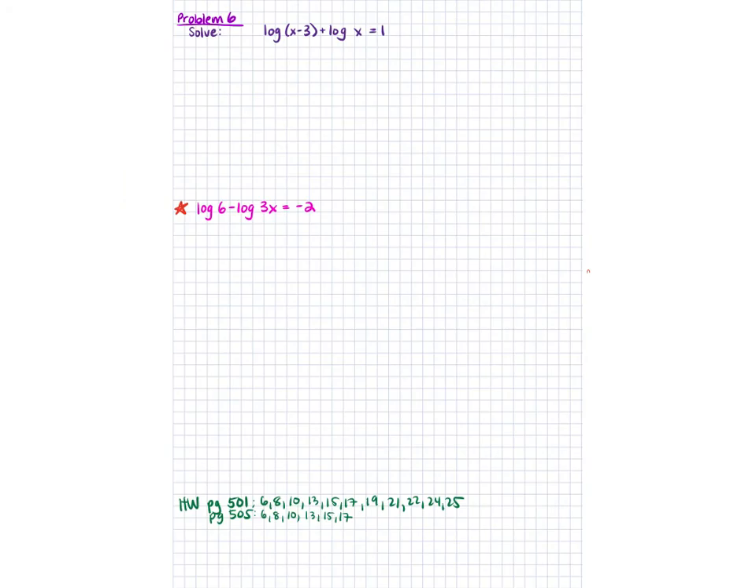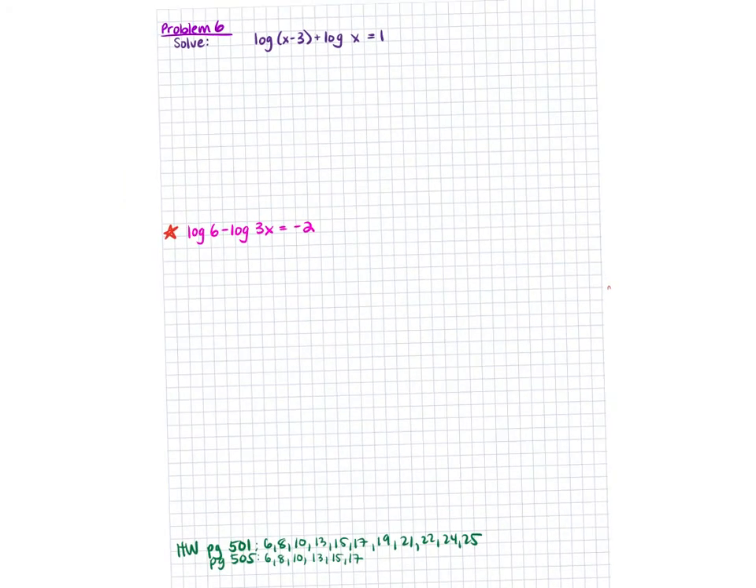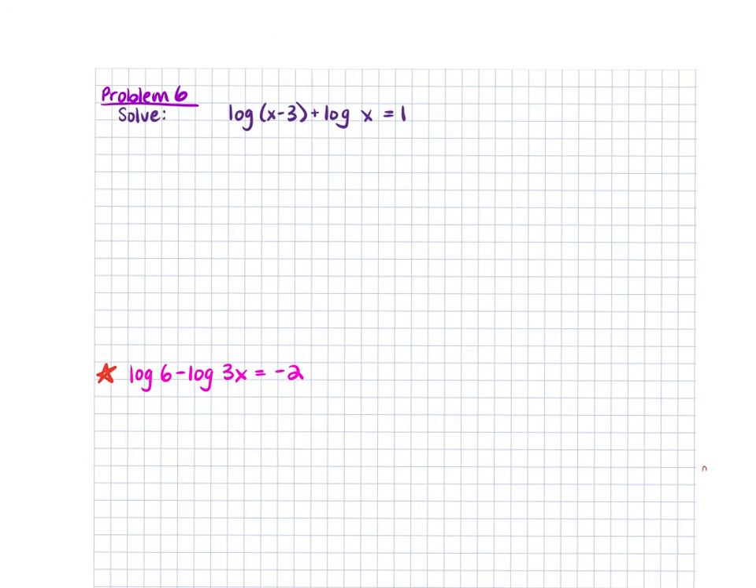Okay, and then the last type of problems we're going to do is we're going to use our laws of logarithms to condense into logs. So here we have it expanded, but we can use our properties to turn it into 1. So since this is adding, we can just multiply x times x minus 3 equals 1. And then this is invisible 10, so 10 to the 1 equals x times x minus 3.